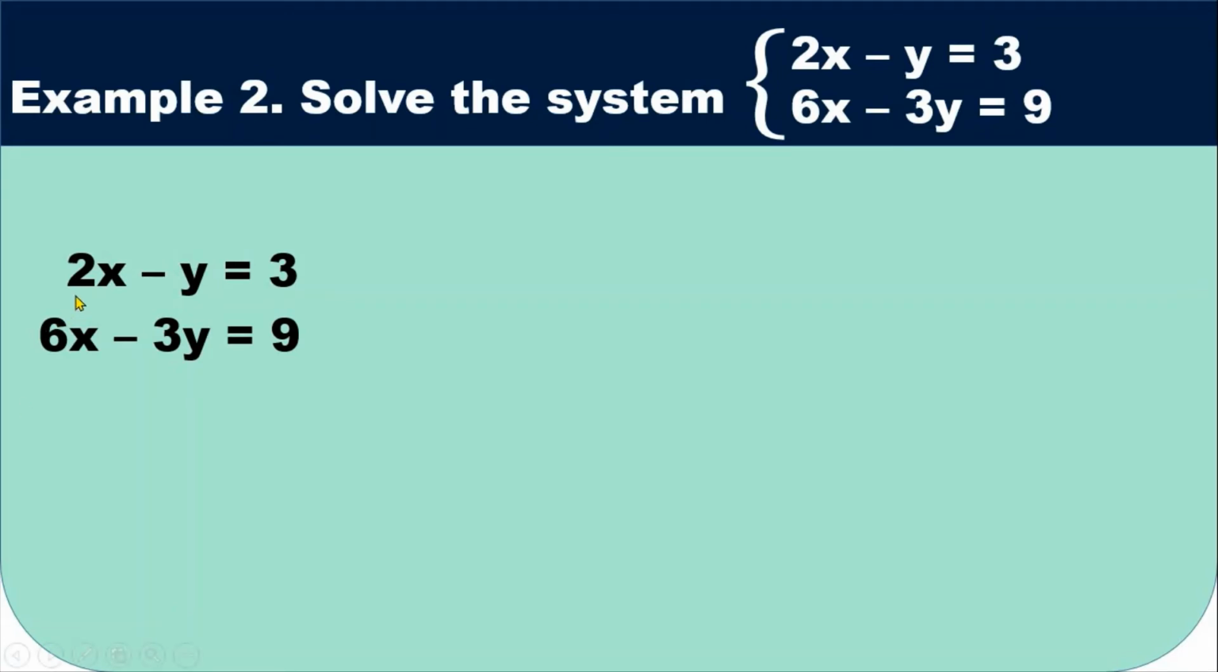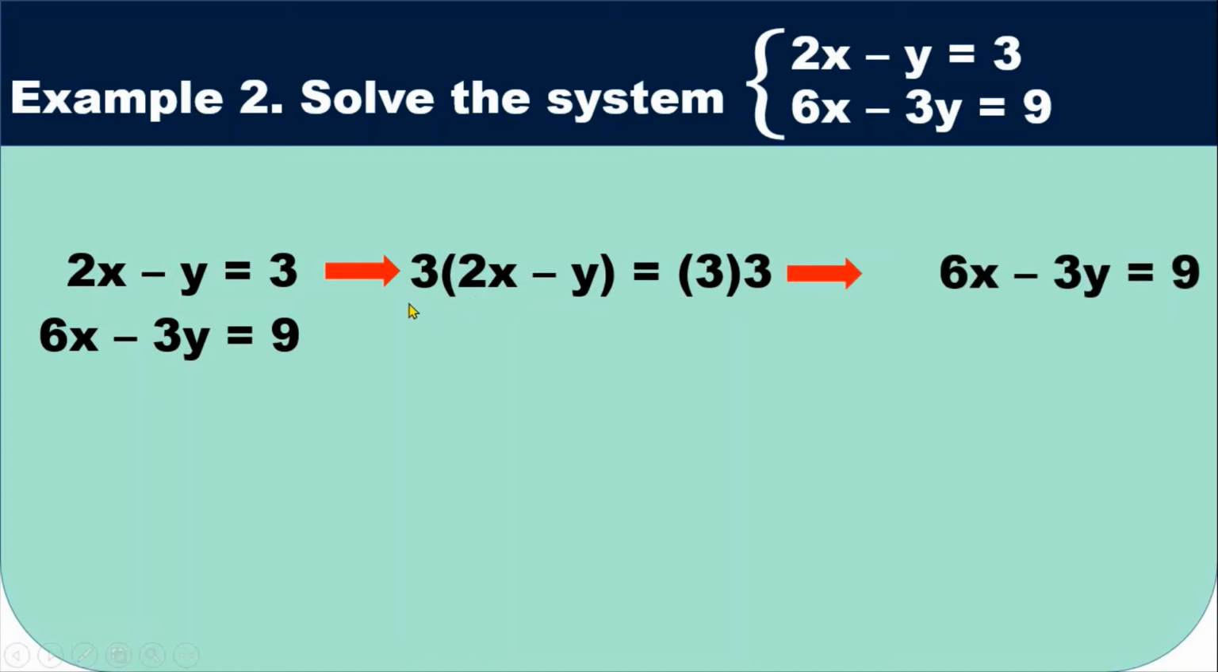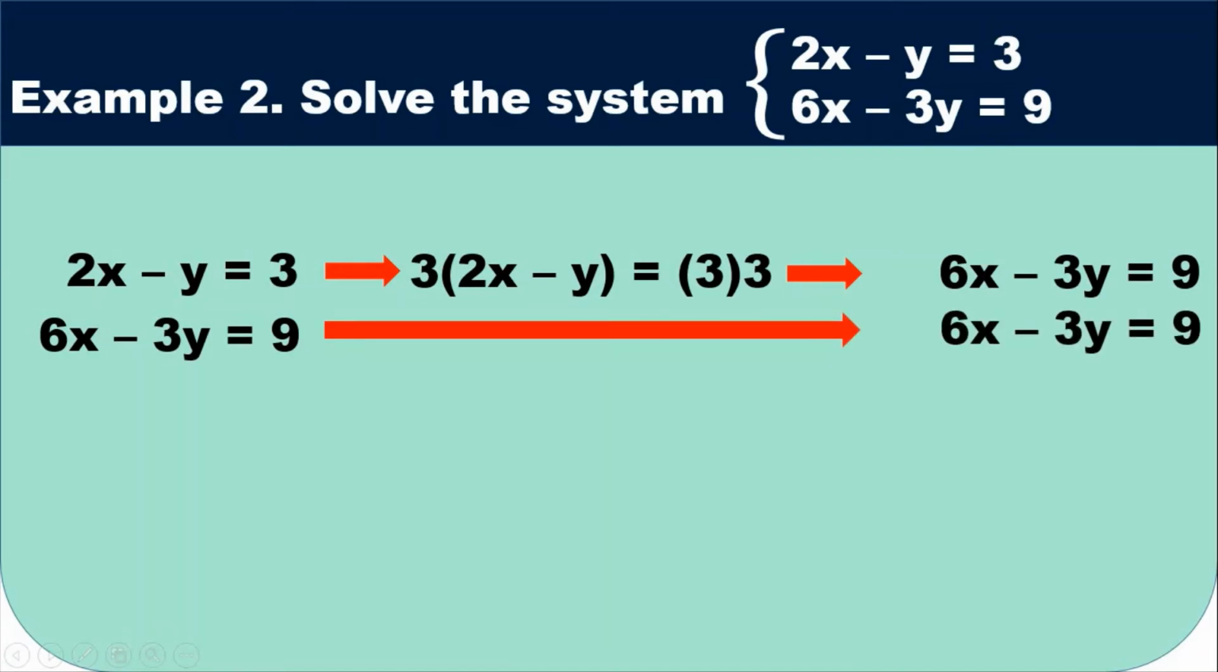To make the numerical coefficient of x in the first equation become 6 as well, let us multiply both sides by 3. 3 times the quantity 2x minus y is equal to 3 times 3. Applying the distributive property on the left side, 3 times 2x, that is 6x, 3 times negative y, we have negative 3y, is equal to 3 times 3, which is 9. Copying the second equation, 6x minus 3y is equal to 9.